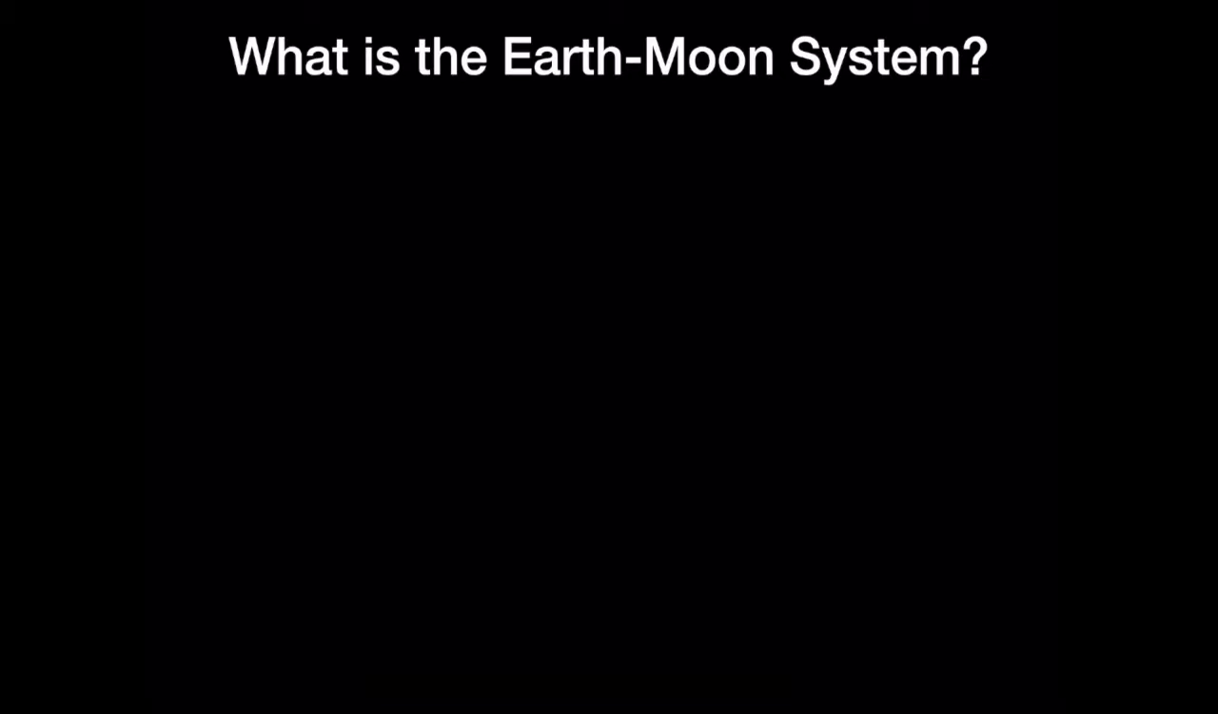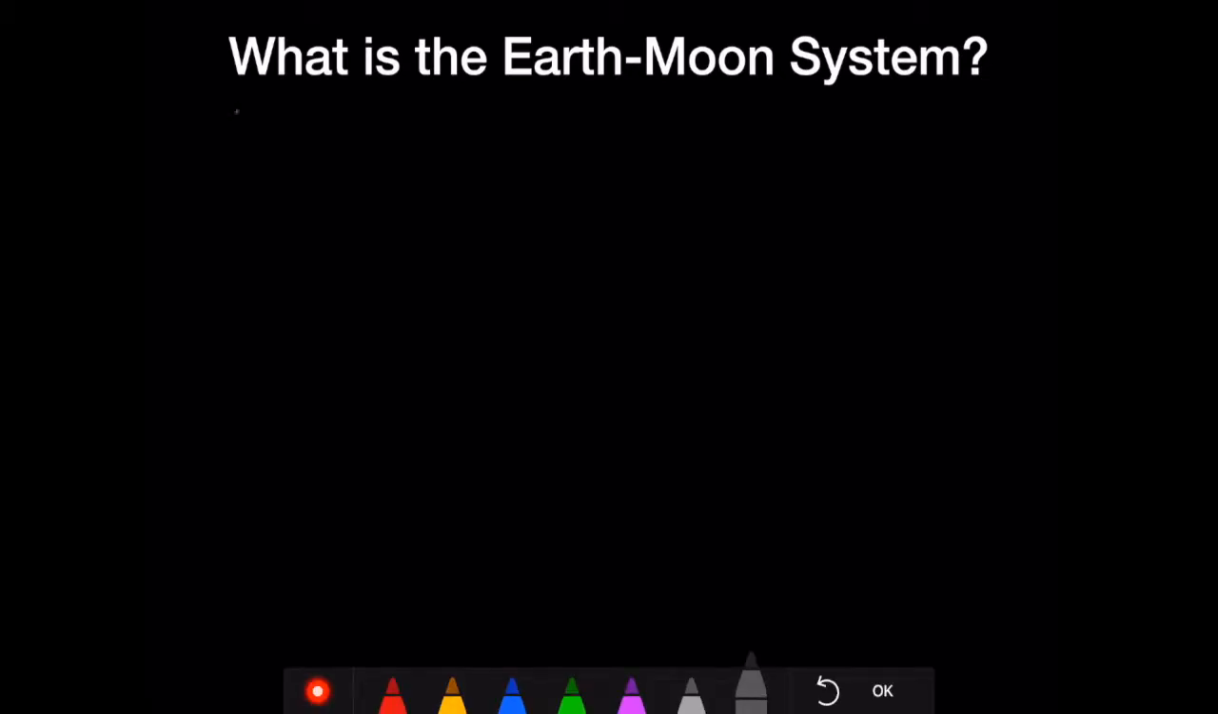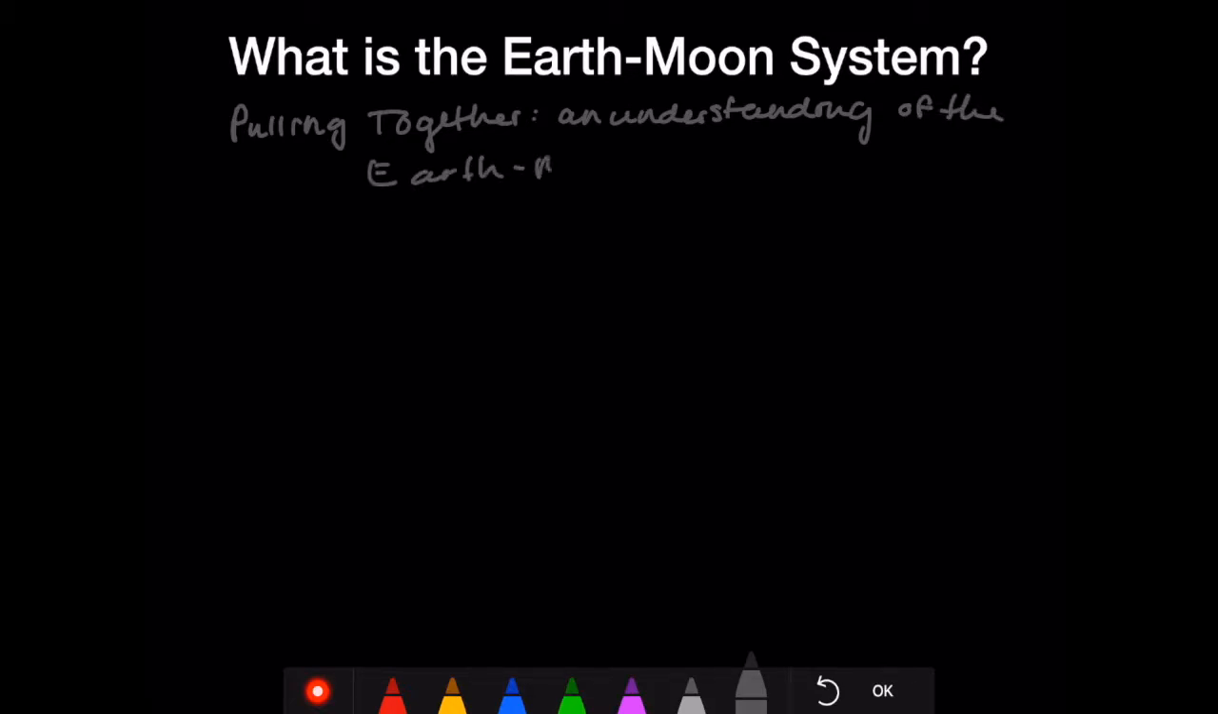So what is the Earth-Moon system? I found a lovely scholarly article about what the Earth-Moon system is, from which I found most of my information. It is called Pulling Together an Understanding of the Earth-Moon system. And most of the information in the presentation came from the scholarly article. It proved to be very helpful and gave me a deeper understanding of what the Earth-Moon system is.